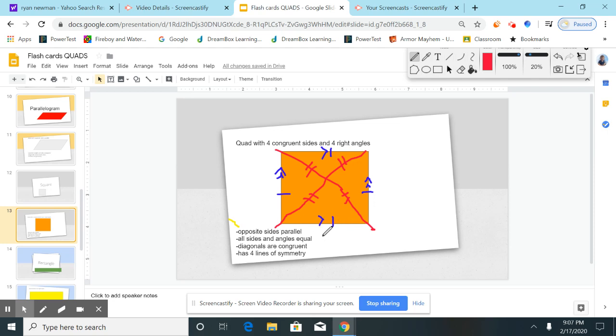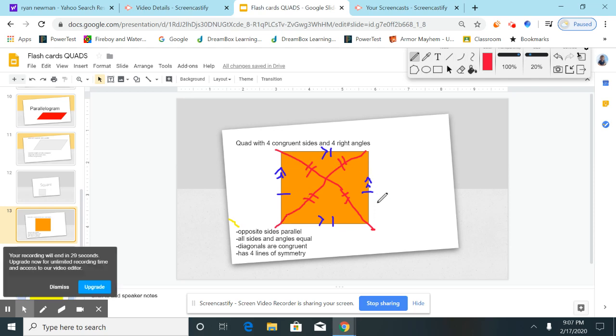It has 4 lines of symmetry. You could cut it here, make a mirror image. You could cut it here, mirror image. You could cut it on the diagonal, mirror image, diagonal, mirror image. So all of those are lines of symmetry.